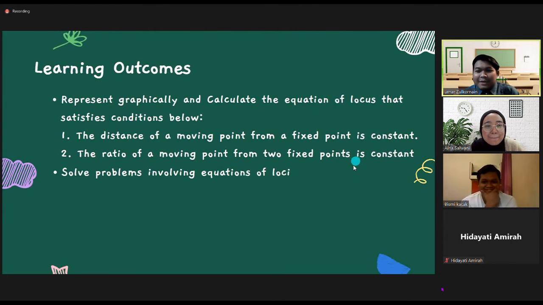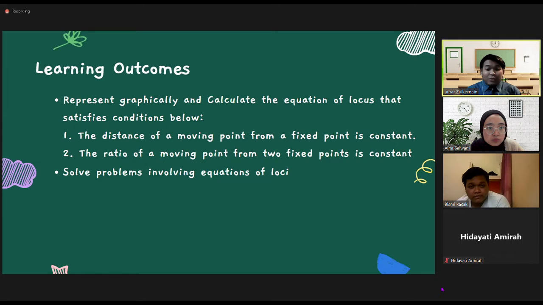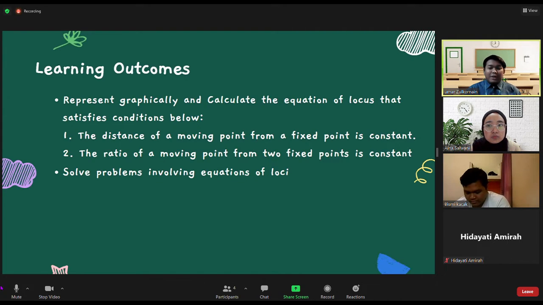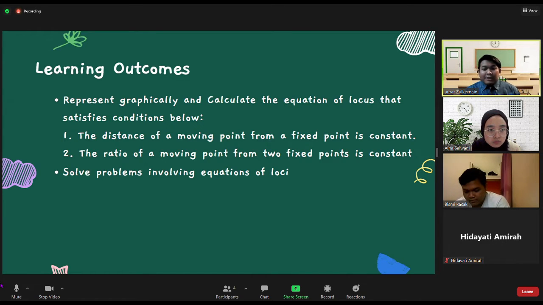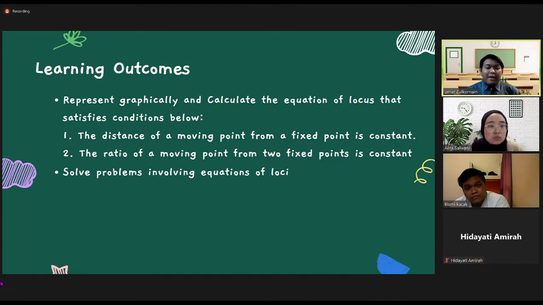Okay. Right. So before we begin, I would like to share with you our learning outcomes for today. By the end of our session today, you will get some of the skills needed for this subtopic. The first one is to represent graphically and calculate the equation of locus that satisfies the conditions below. First is the distance of a moving point from a fixed point is constant. Second is the ratio of a moving point from two fixed points is constant. And next, also to be able to solve problems involving equations of loci. So this is what you will obtain by the end of our session today.